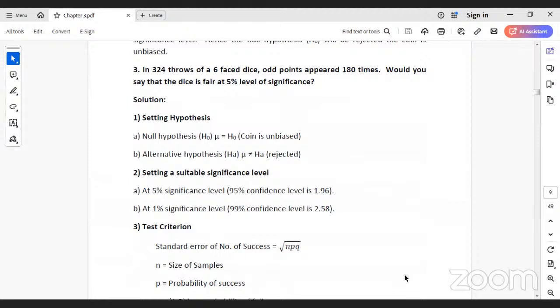24 times a dice is thrown. Six-faced dice is thrown. So odd points appeared 180 times here. Odd points appeared means this is the probability of success. See, the LOS value is given. 5% LOS value is given. Clear.